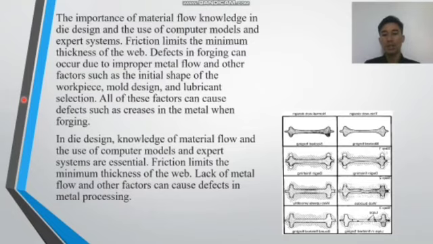In die design, knowledge of material flow and the use of computer models and expert systems are essential. Friction limits the minimum thickness of the web. Lack of metal flow and other factors can cause defects in metal processing.